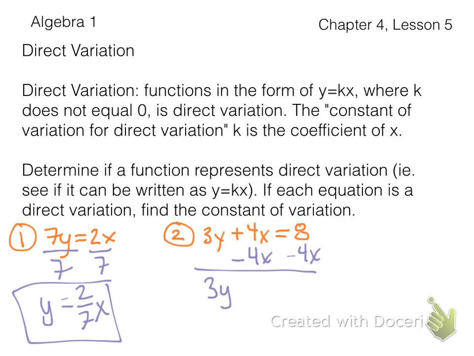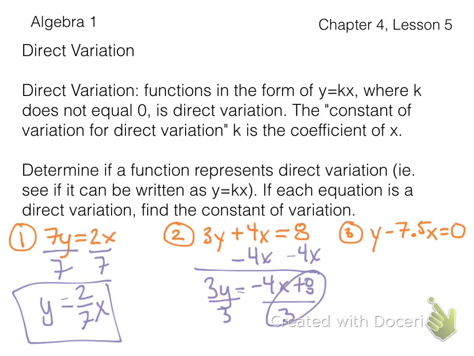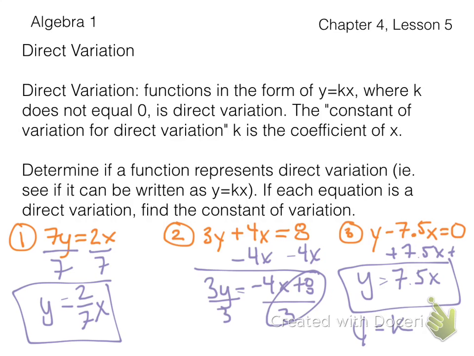So we've got 3y is equal to negative 4x plus 8. Divide by 3 on both sides. This ends up not varying directly because it has that constant going on. So that does not vary directly. And then for this equation, we're going to add 7.5x to both sides. Y equals 7.5x, which does vary directly because it is in the format of y equals kx. Okay, next slide.